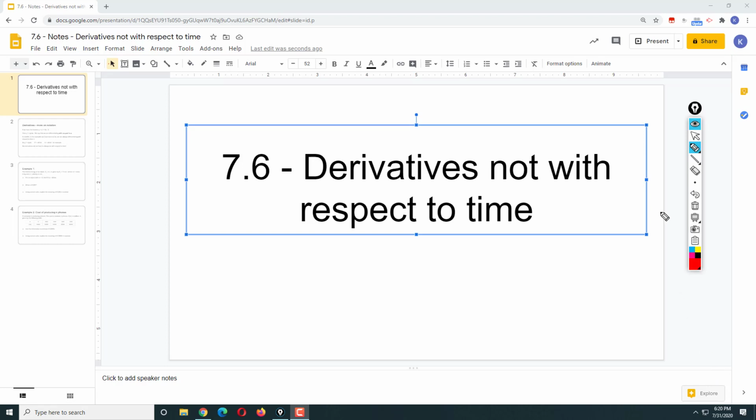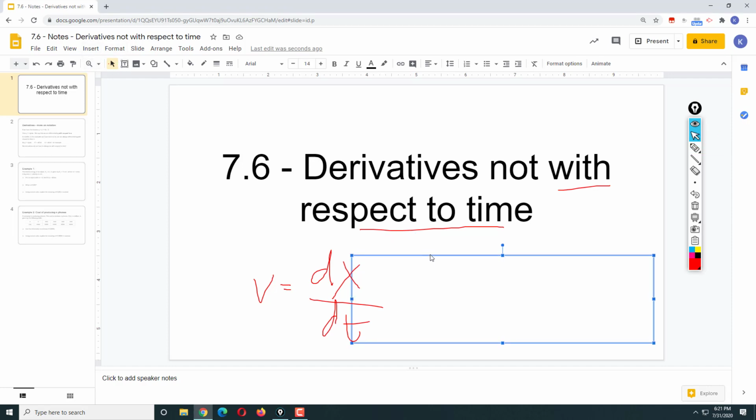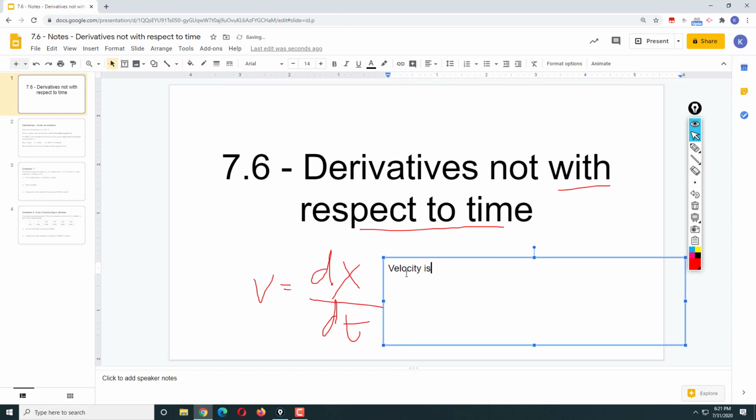Unit 7, Lesson 6, Derivatives not with respect to time. When I say with respect to time, what I mean is this. For example, velocity. We know velocity is, say, dx over dt. What we're really saying is velocity is the derivative of position x with respect to time t.